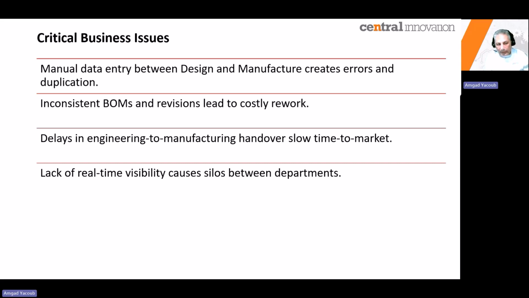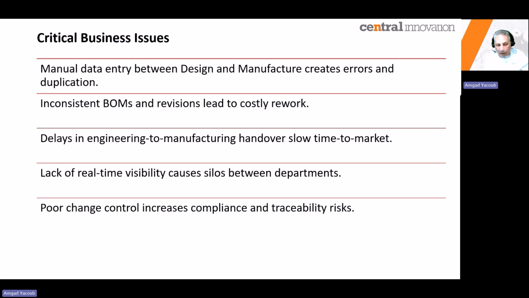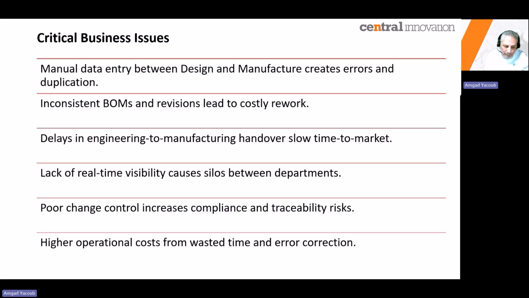The other thing here is lack of real-time visibility, which causes silos between departments. I always work with both design and manufacturing departments and want to make sure that we understand each other, that we are all synced with each other, and not working in silos. For change control, as we saw in the beginning of the presentation, with the engineering change request and engineering change order, how we communicate this between different departments is another problem that we try to remove from the equation, so you get the best out of your investment with the software that you are working with.